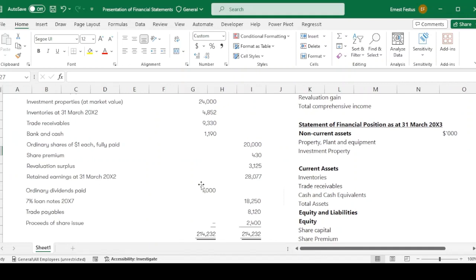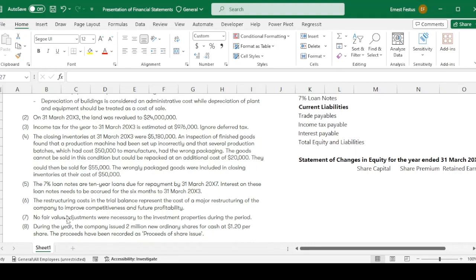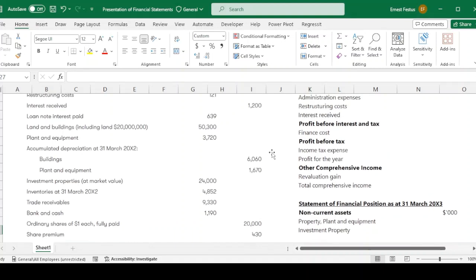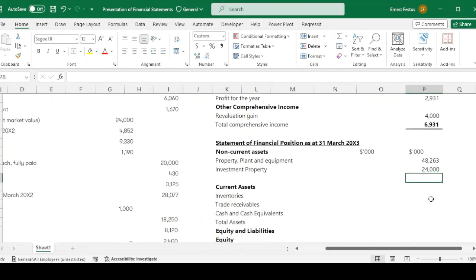We have additional information on our property, plant and equipment. That is additional information 7. No fair value adjustments were necessary to the investment property. Okay, so according to IAS 40, investment properties are measured subsequently at cost and then at fair value. So for this one, there are no fair value adjustments, so we are going to use the figure straight away in our trial balance. So that's 24,000. So I'll come here and write 24,000, and that is it for our non-current assets.